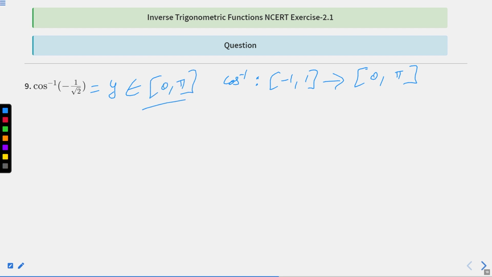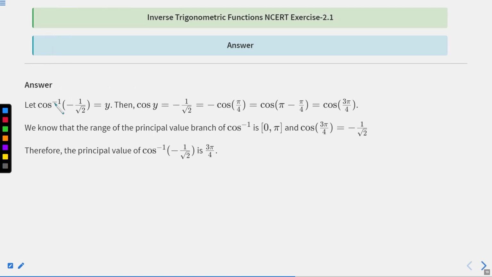Okay, now let's solve it. First of all, just rewrite it like this. Cos inverse of -1 by root 2 is equal to y, and then rewrite it again as cos y is equal to minus of 1 by root 2. We know that 1 by root 2 is the value of cos pi by 4. The input is pi by 4.